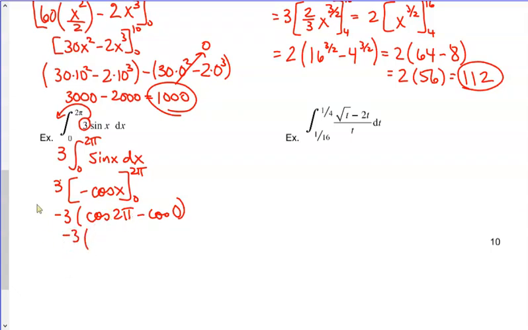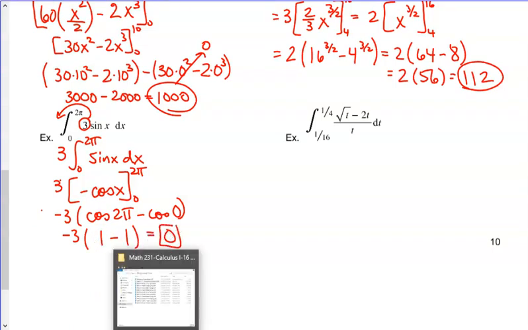Cosine of 2 pi, that's all the way around the unit circle one time, that's a 1, which is the same angle as 0. So its value is also 1. Therefore, this becomes 0, and 0 times negative 3 would still be 0 as well. So again, the net area of that is 0.